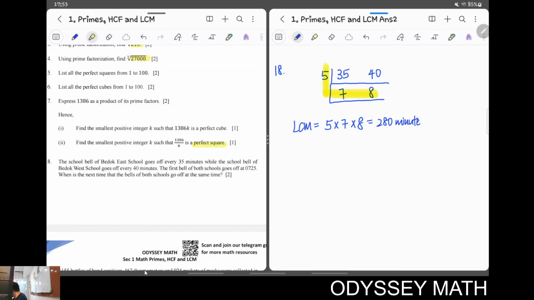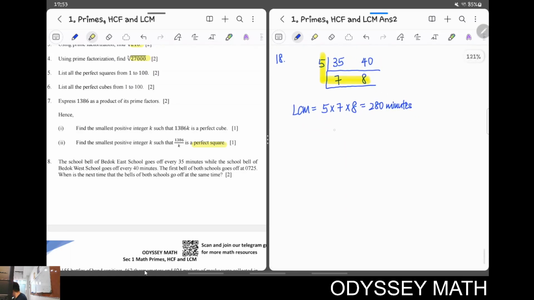Okay, so let me explain to you a bit why when we talk about things happening at the same time, it is LCM. So every 35 minutes, the school bell of Bedok East will ring, and every 40 minutes, the school bell of Bedok West will ring. So let's look at the multiples.